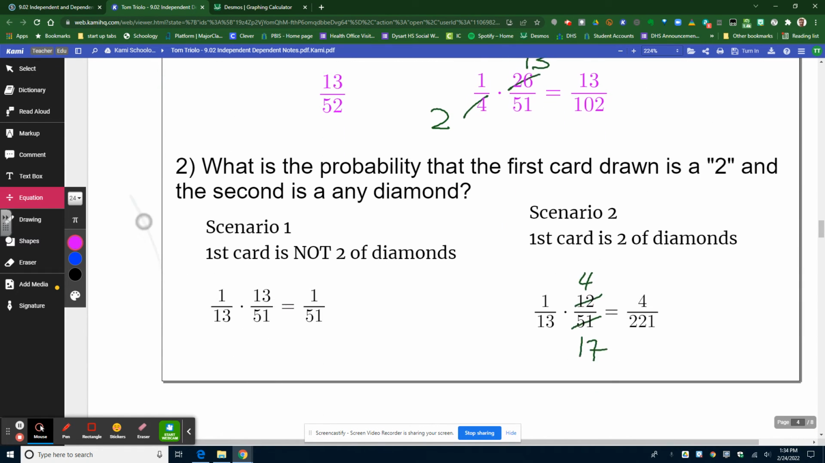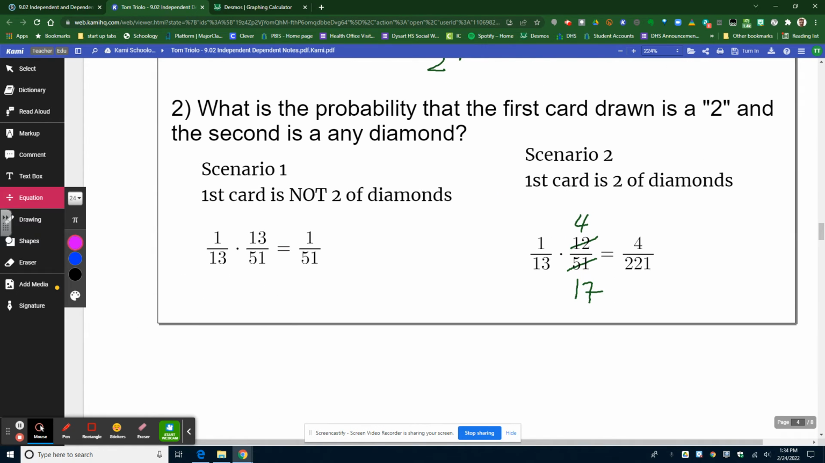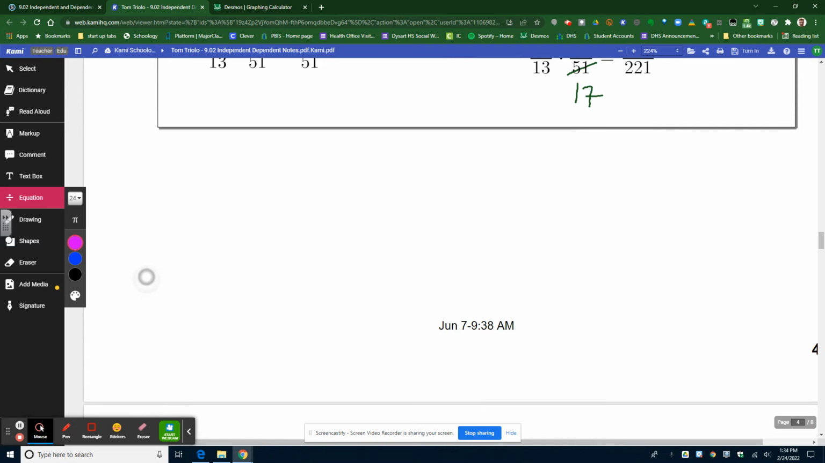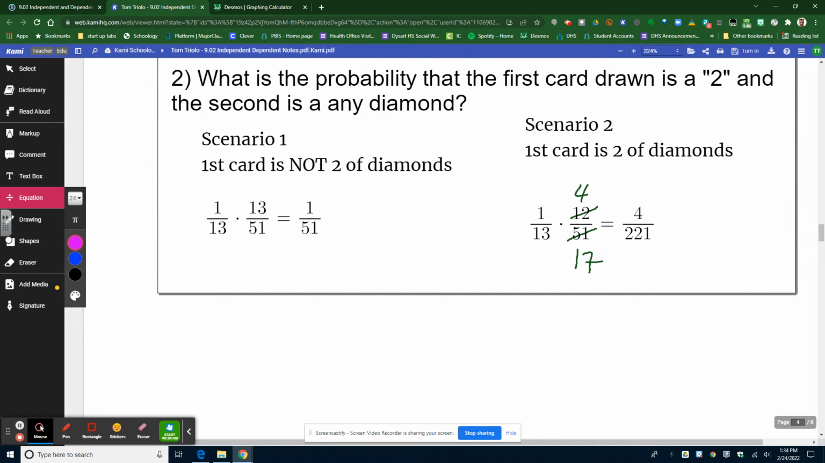I'm sorry. Why is it 1 out of 13? Because there's 4 twos in the entire deck, right? Yeah. And 4/52 simplifies to 1/13. Oh. Okay. So that's going to be true for any number, or Jack, Queen, King. So if I'm trying to figure out the probability of pulling any Jack, any Queen, any King, any card at all, it's going to be 1/13.